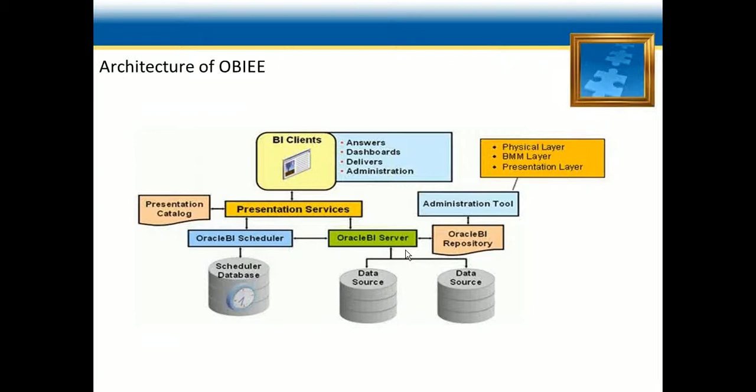It provides BI data to Oracle BI presentation services. So now the query goes to the Oracle BI repository, which is called the administration tool. In the administration tool, we have three layers: physical layer, BMM layer, presentation layer. And the query passes from the presentation layer to the BMM layer to the physical layer and to the data source.